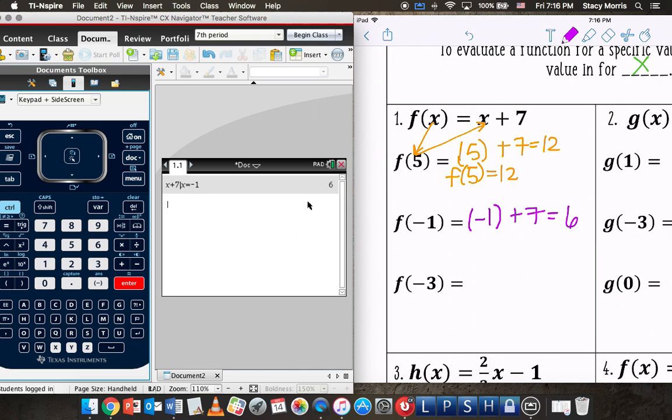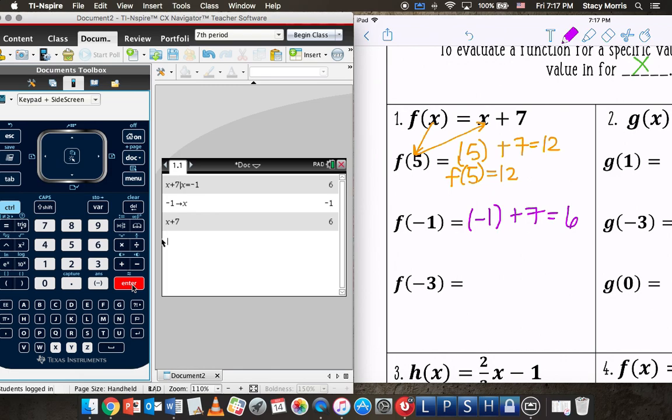There it is. And then again, the third way, I can store -1 for x, so control, and then that STO store for x, and then I can type in x plus 7, because my calculator, see how it's bold, it thinks that's a -1. Okay, so there's that one.